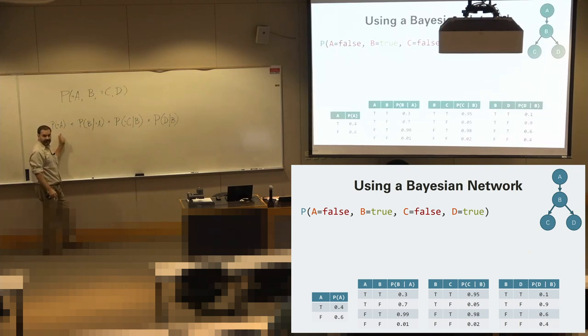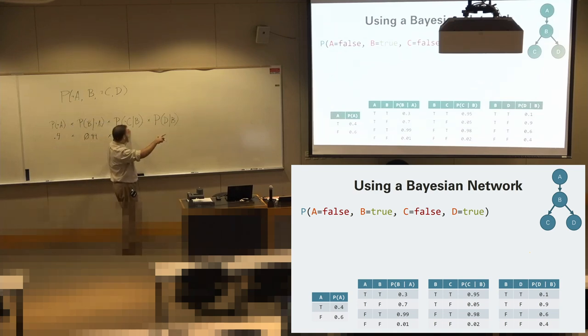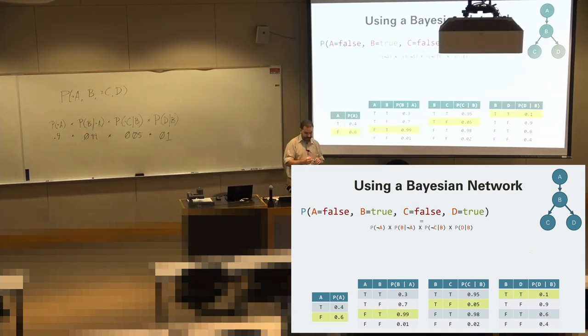Well, I have these in my individual lookup tables. A is 40, that would be 0.4, times what's the probability of B given not A? That's 0.99, times not C given B, that's 0.05, times D given B, 0.1. And yeah, congratulations, that's exactly what my mapped out table comes to. Boom. You plug it in: 0.00297. No one's amazed. Thank you.